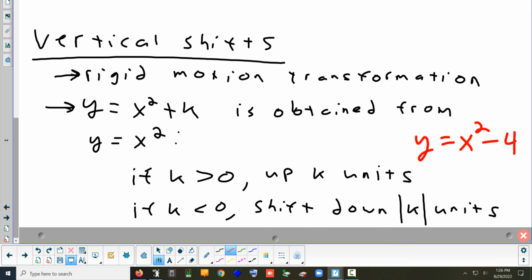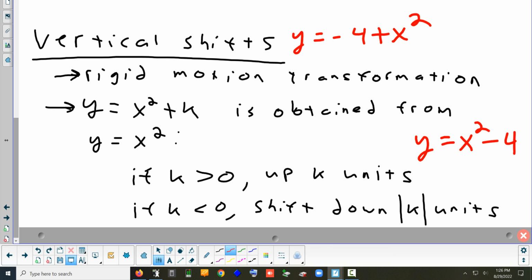So, any questions on the idea of when you have a vertical shift? It's addition or subtraction at the end. And I guess you could write it this way too. To me, that looks kind of backwards. I would rather write it as x squared minus 4. Technically, it's the same thing. You've still subtracted 4 from the x squared.